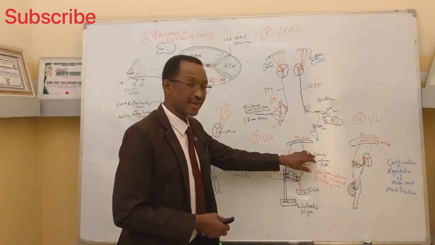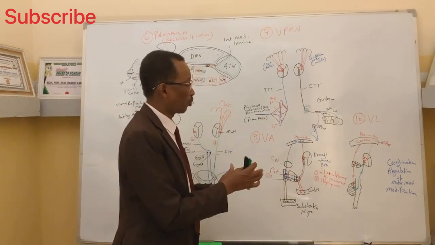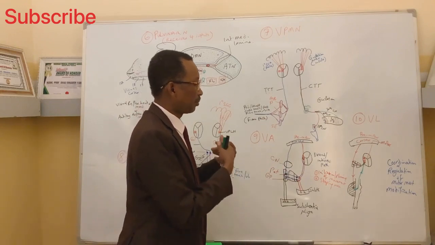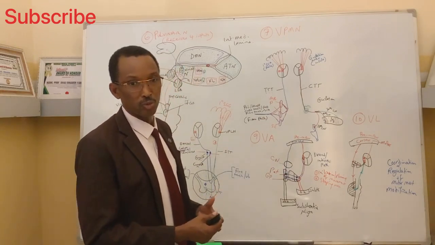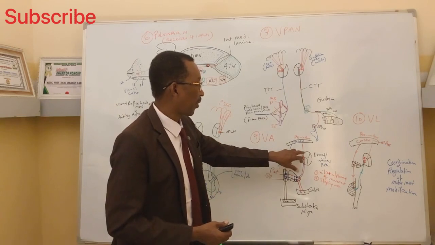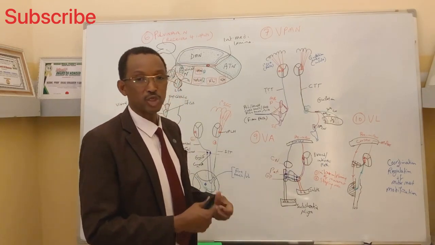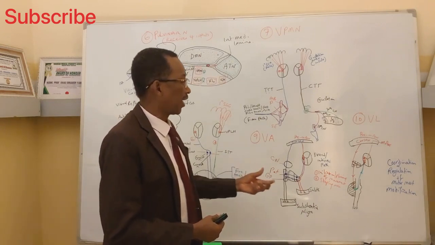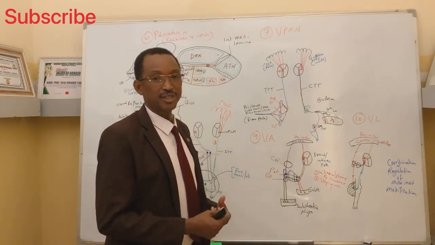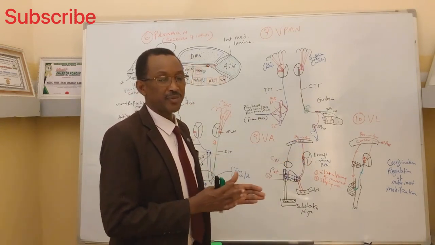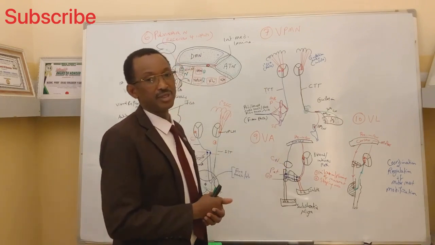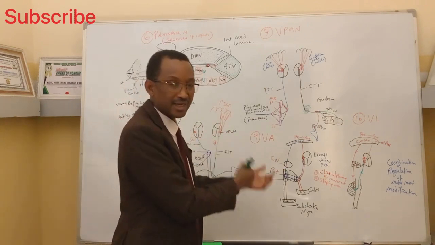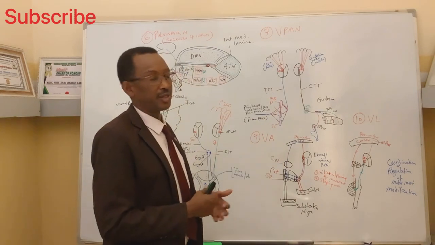So both direct and indirect pathways are responsible for planning and initiation of motor movement. The direct pathway is responsible for amplification of the already planned motor movement, while the indirect pathway is responsible for the dampening of the already amplified motor movement from the direct pathway.